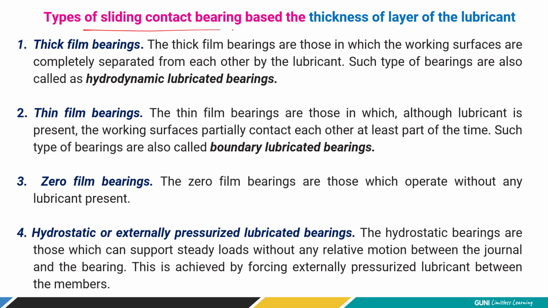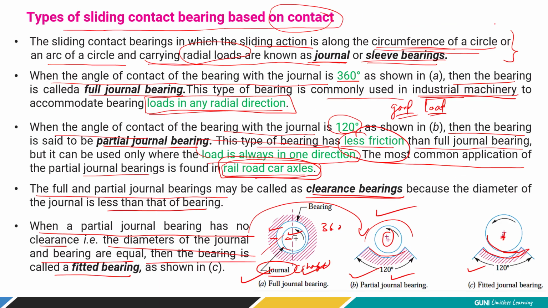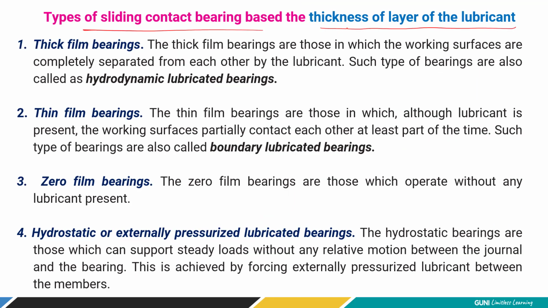Now, types of sliding contact bearing based on the thickness of the layer of lubricant. We have another classification of the same sliding contact bearing. One was based on how the contact is happening: if it is full circumference contact, we refer to it as a full journal bearing; if it has a 120 degree contact, we call it a partial journal bearing. Again, these are classifications of the same sliding contact bearing. Now we are going to classify the sliding contact bearing based on lubricating layer thickness, that is, the thickness of the layer of lubricant.